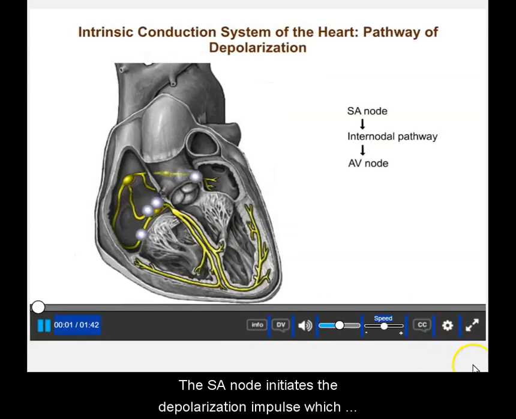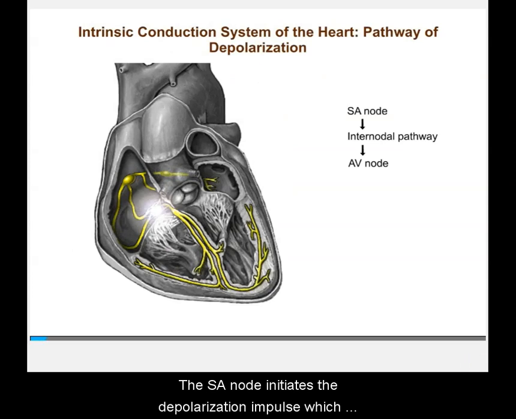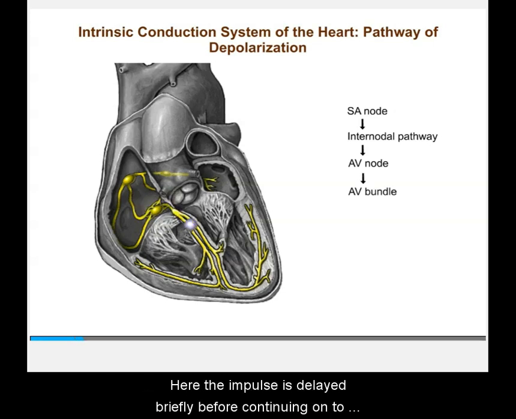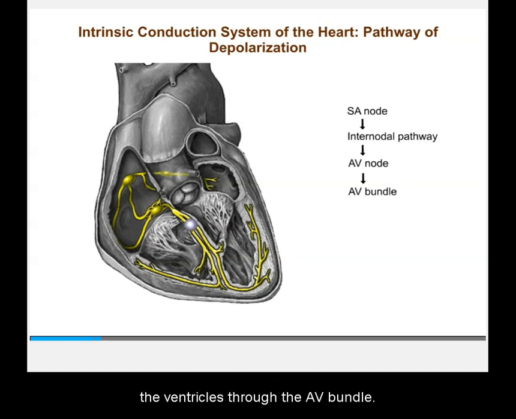The SA node initiates the depolarization impulse, which in turn generates an action potential that spreads throughout the atria to the AV node. Here, the impulse is delayed briefly before continuing on to the ventricles through the AV bundle branches, and Purkinje fibers.